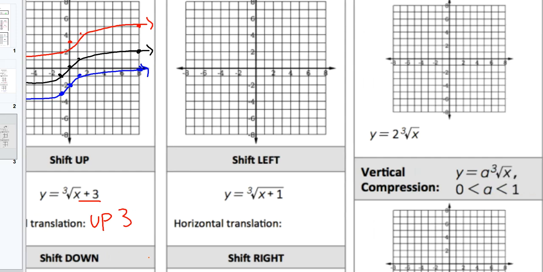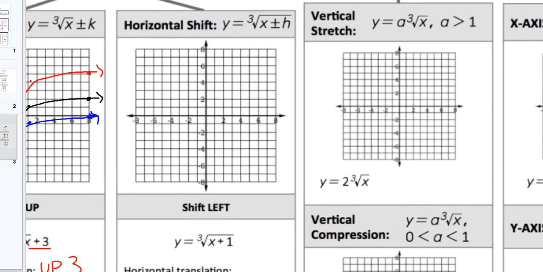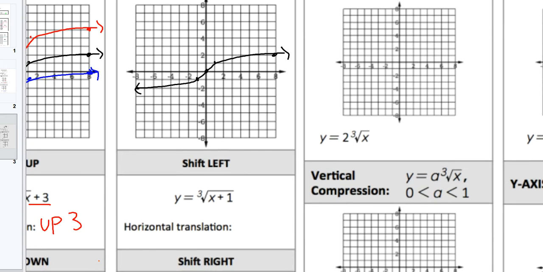All right, now let's take another look at a different kind of translation. This time we are going to be shifting it left and right horizontally. So again, let me get the parent function on there for us so we have it to look at. It looks something like that. For this one, we're going to start by shifting it left.